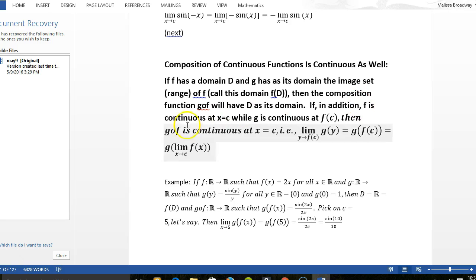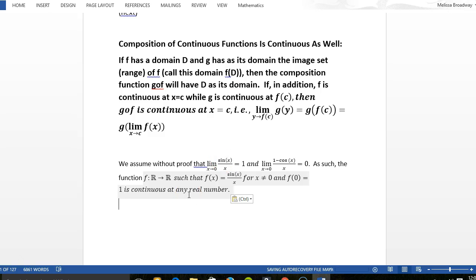If, in addition, F is continuous at x equals c, while G is also continuous at f of c, and we're assuming all this, then it will be the case that G compose F is continuous at x equals c. In other words, the limit as y goes to f of c of G of y equals G of f of c, which is G of the limit as x goes to c of f of x. So if F is continuous at c, and if G is continuous at f of c, then G compose F is continuous at c. That's a very nice thing to have. The composition of continuous functions is itself a continuous function.